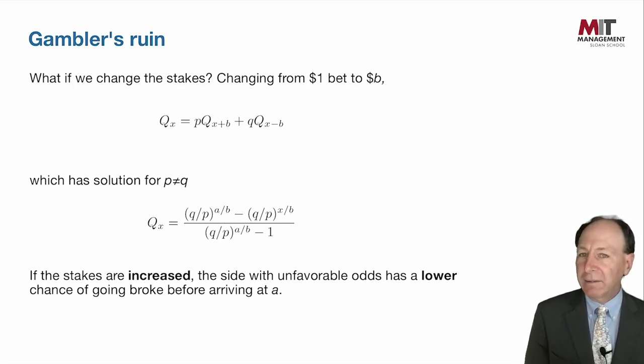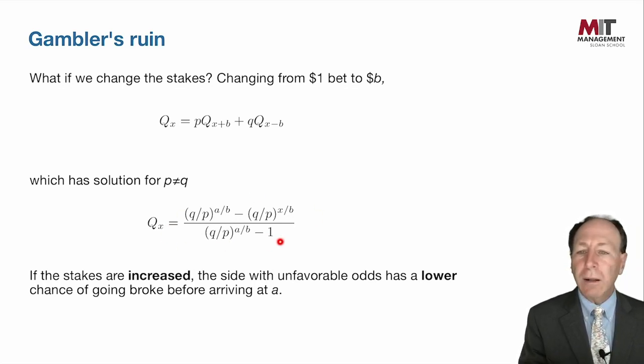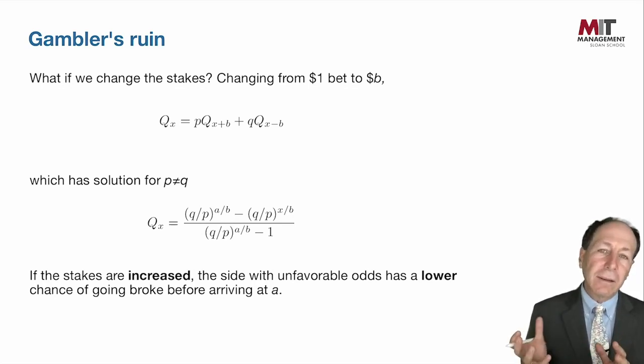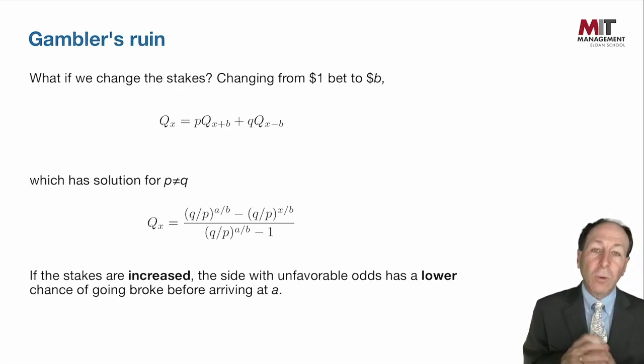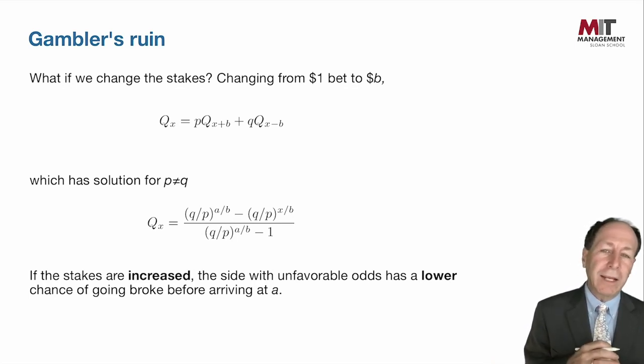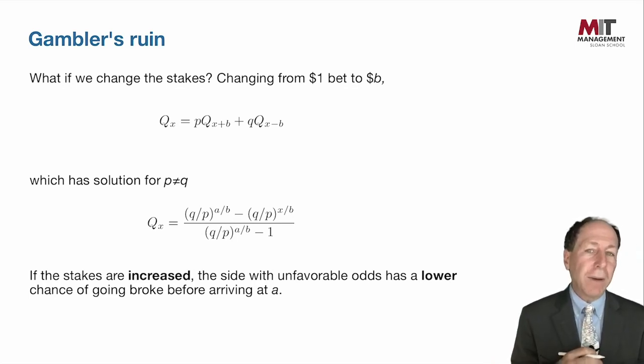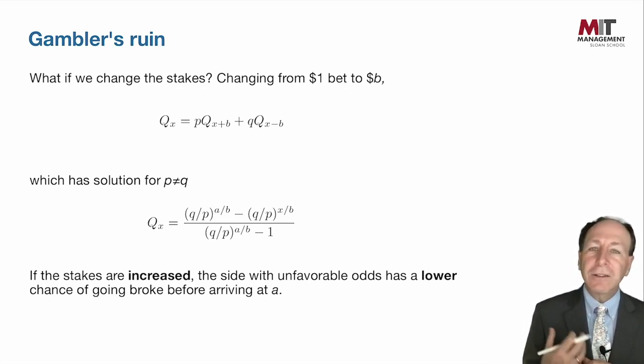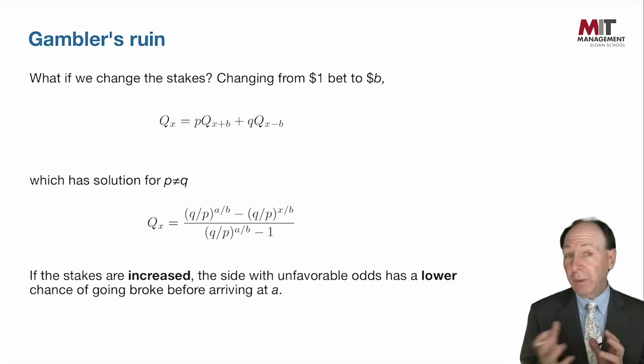So if we change our bet size, then we update our recursion. The problem has the same structure, it's just the individual steps are chunkier. When we substitute in, we play the same game as before, we solve for our formula, we get a new result, and what we find is that when the stakes are increased, if the odds are against us, we have a lower ruin probability, that is, a greater chance of winning all the money and hitting the upper boundary than we did before.